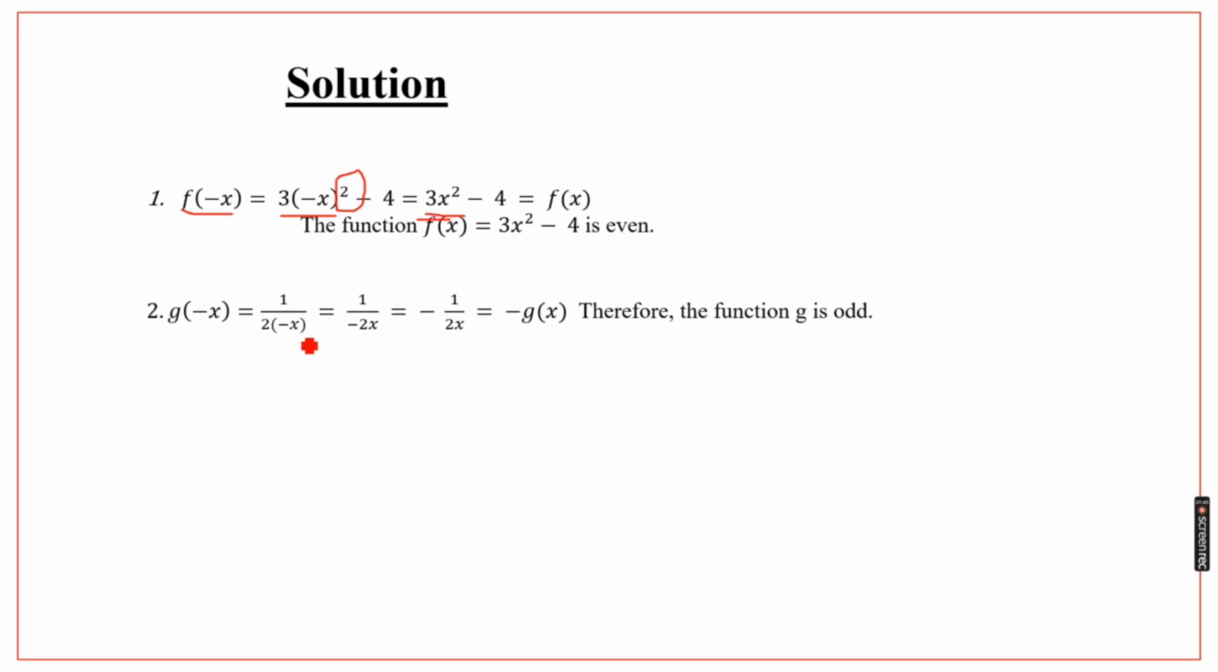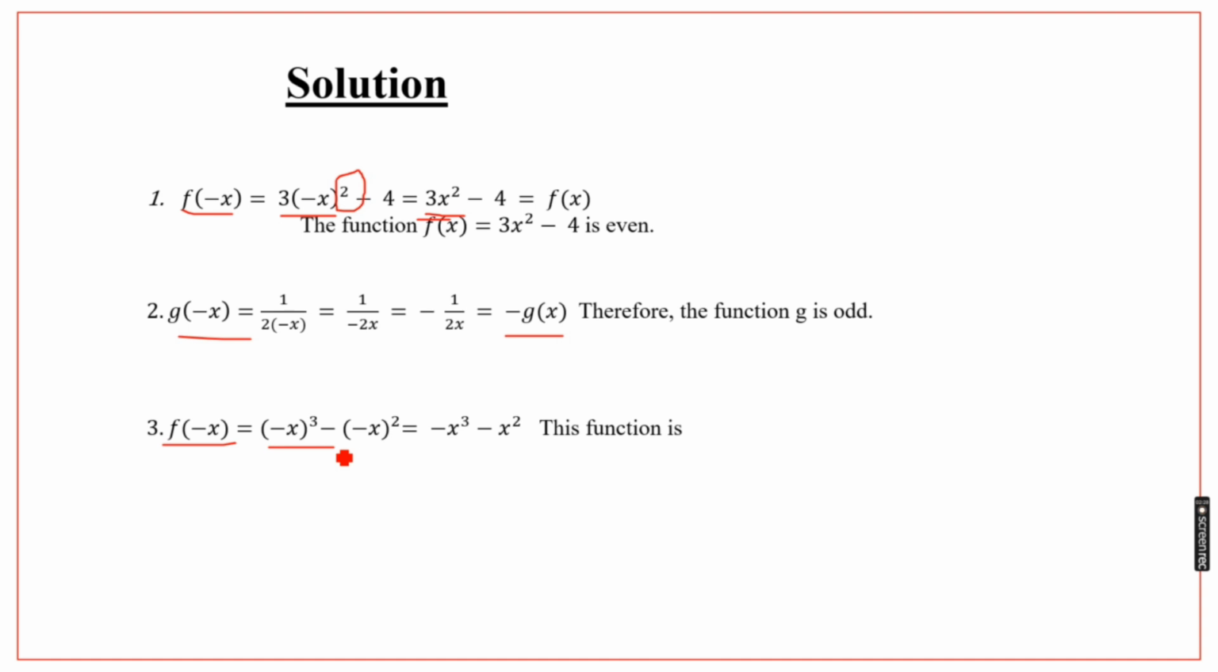The second example is g of x equals 1 over 2x. g of negative x equals 1 over 2 times negative x, which equals 1 over negative 2x. The negative moves out, so it is negative 1 over 2x, which means negative g of x. So our function was g of x, but the output for negative x is negative g of x. So there is a difference in the output for x and negative x. Therefore, the function g is an odd function.